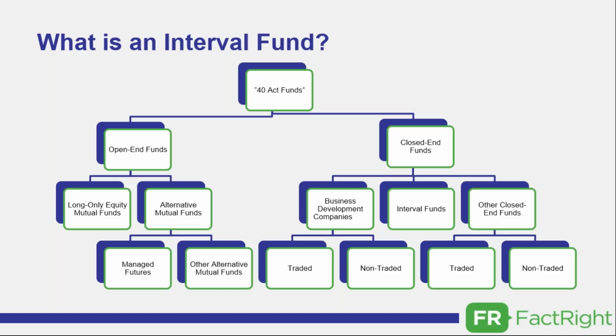With the traded ones, the trading price can fluctuate based on net asset value, or based on a percentage of the net asset value, and then the non-traded ones have some type of repurchase plan. But the key thing is you don't have that daily liquidity. That's what makes them closed-end. Interval funds are simply one subtype of closed-end 40 Act funds. And the key feature, again, is that periodic liquidity offered at fixed intervals.